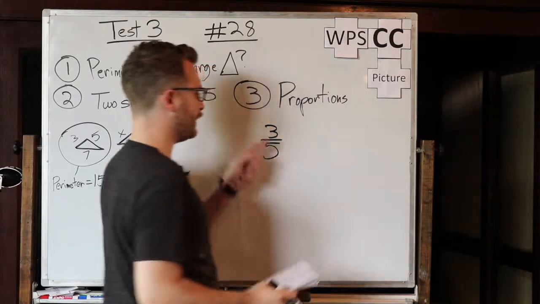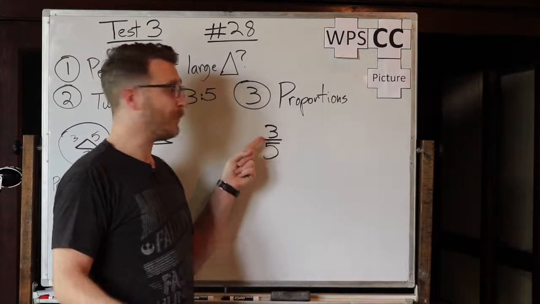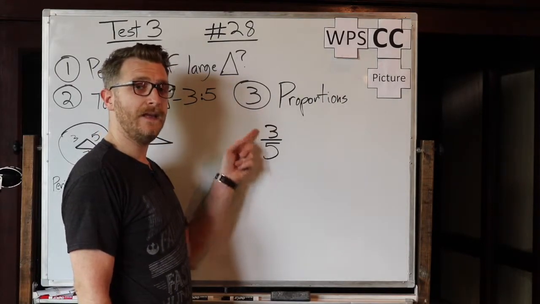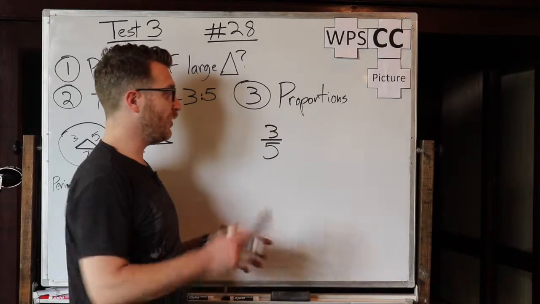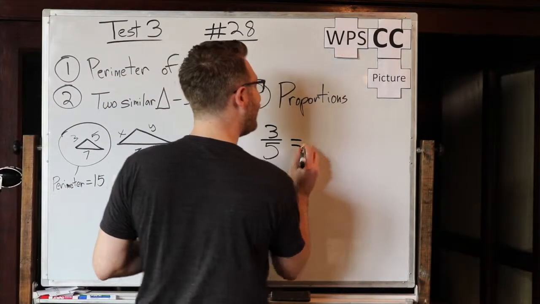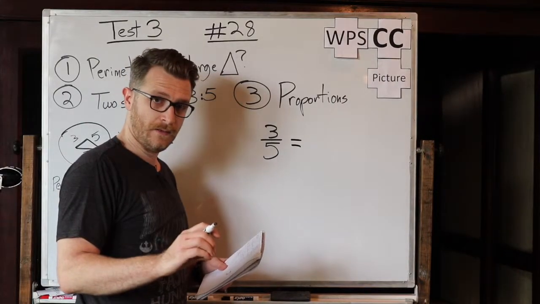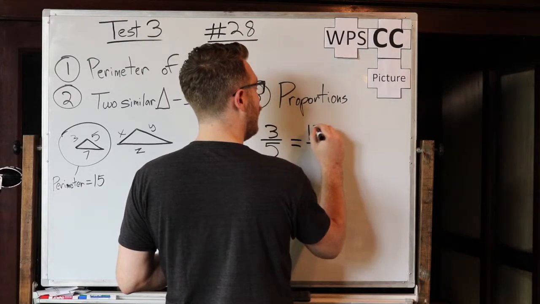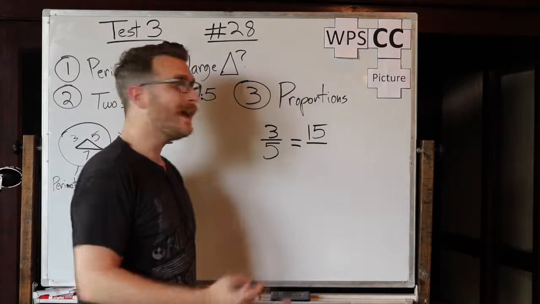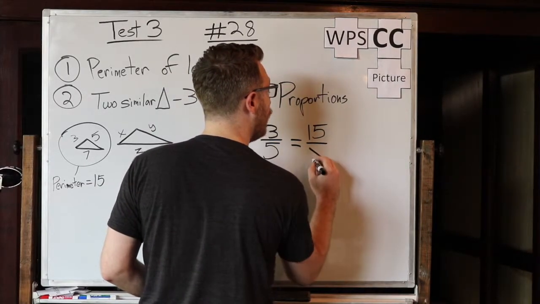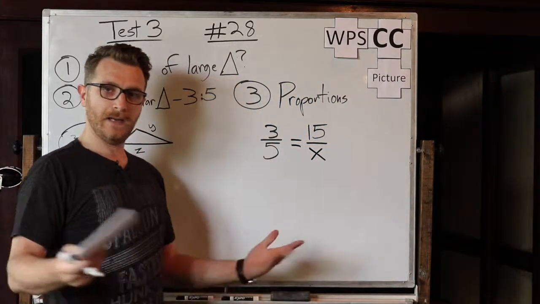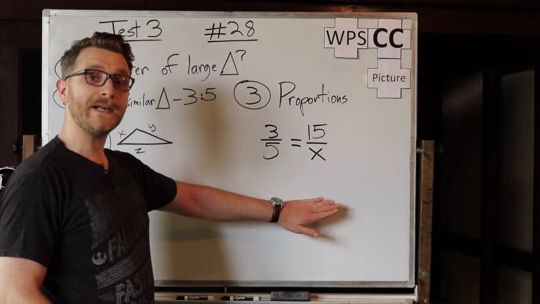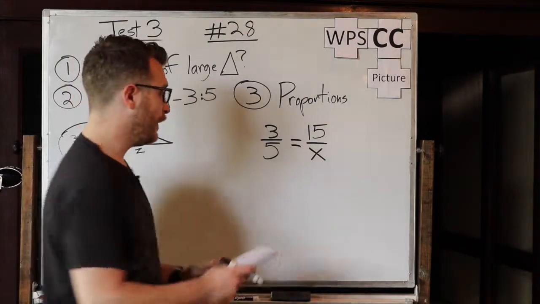So I know my proportion is the smaller triangle can be represented by 3 over 5. That is the number representing in this ratio the larger triangle. This is equal to, not the individual sides, but the entire perimeter. I know that the smaller triangle has a perimeter of 15. It's the perimeter of the larger triangle we don't know, that we're trying to find. And look at that. By using the ratio and one of the perimeters, we have enough to cross multiply and solve for x. So let's go ahead and do that.